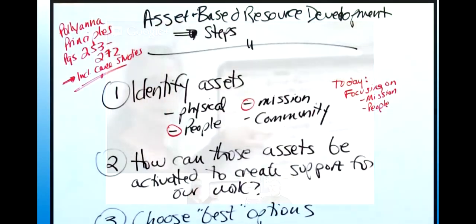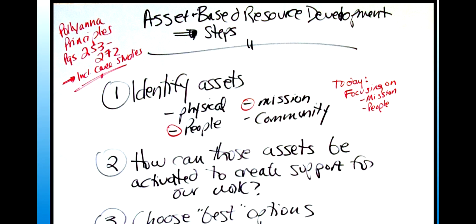There are physical assets, which is the stuff you have. As a virtual organization, we don't have a lot of stuff. But there are housing organizations that have tons of stuff. They've got parking lots, they've got rooftops. Then there's people assets, which is what we're going to focus on today. There's mission assets, which is what you do.